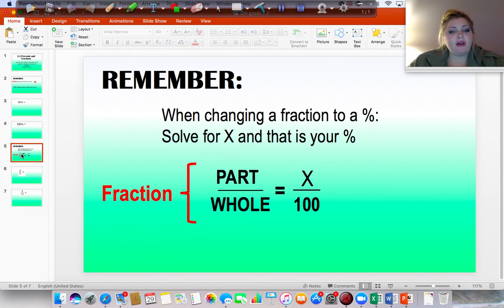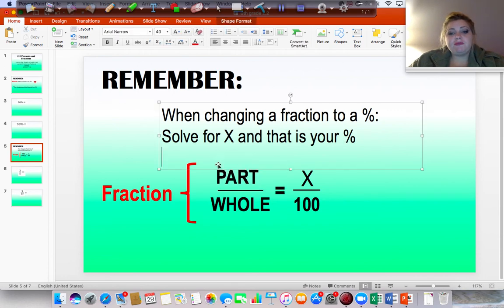I have faith, okay? So, when changing a fraction to a percent, you solve for x, and that is your percent. Here's what you will do. You will put your fraction on the left. On the right of the equal sign, you're going to put an x over 100. And I'm going to show you how to solve this equation.